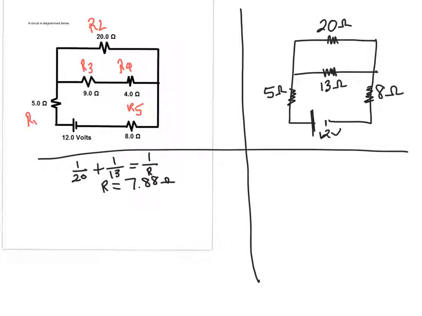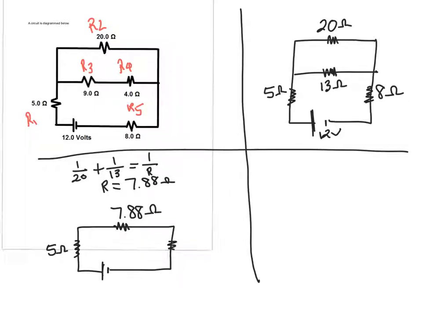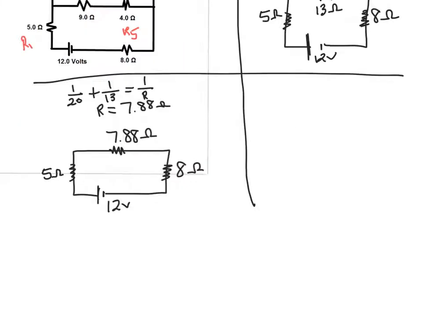Okay, now I can redraw it one more time. Now I'm prepared to do totals. Total resistance equal to 20.88 ohms. Total voltage, 12. Using my Vert triangle, I can solve for my total current.